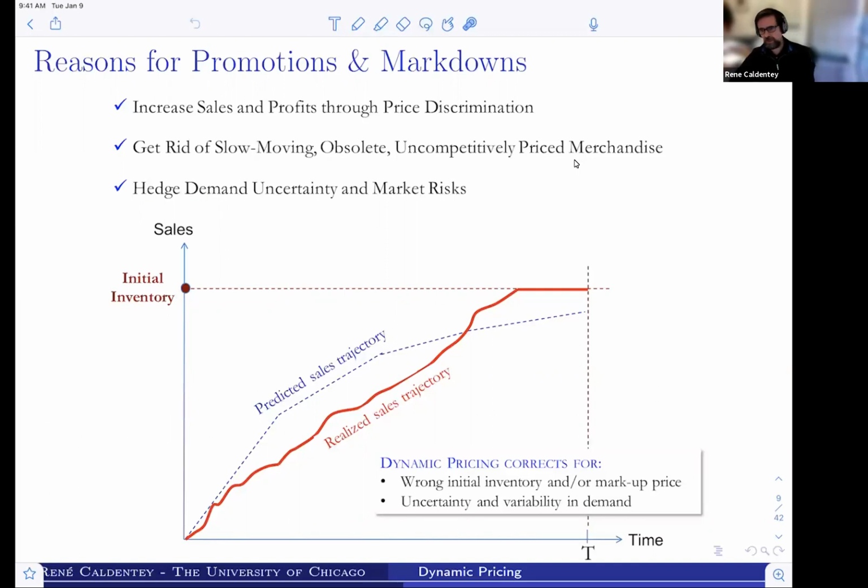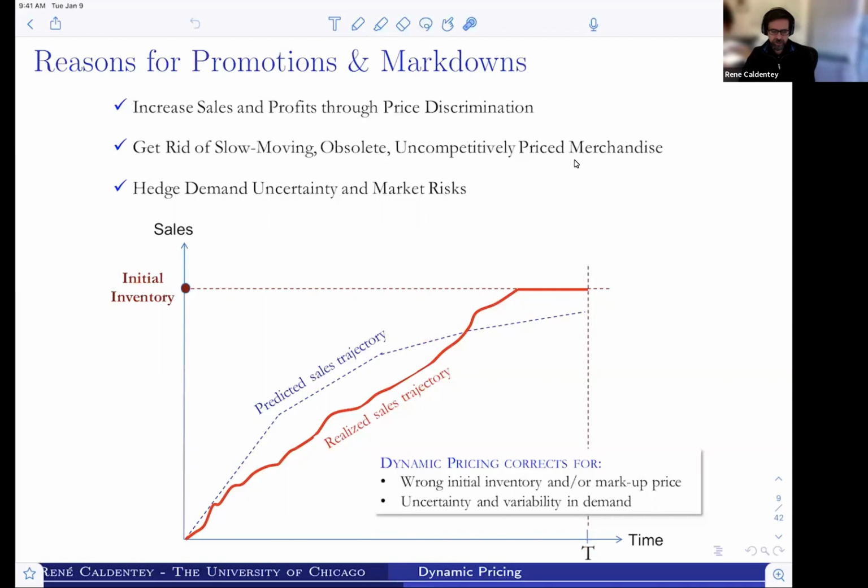The third reason here is because we want to also have a tool that allows us to hedge against many of the possible risks that we face in the marketplace, right? And so the idea here, in this plot that I'm showing you, is that in principle, in theory, you can think that you have a certain amount of inventory represented by this level here. You have a certain amount of time T that represents the selling season that you have available, and so you would like to see some sort of a trajectory of how your inventory gets depleted, right?